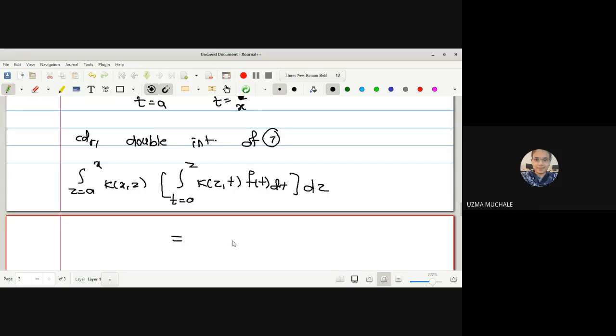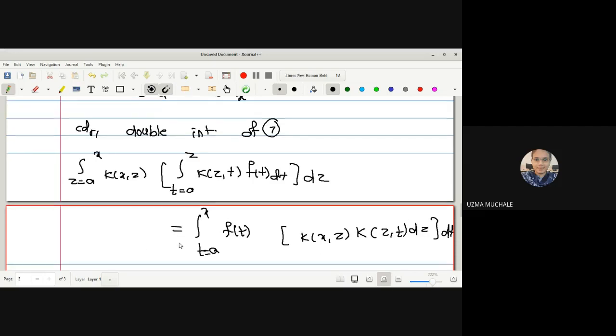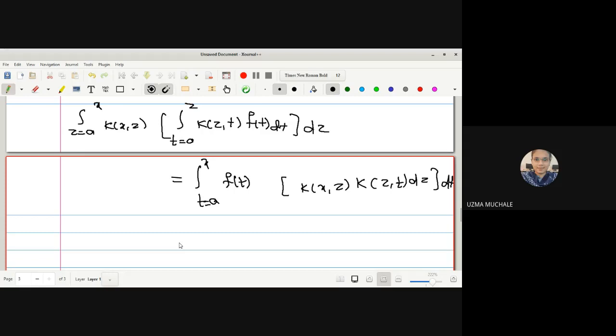Now the limits of integration have been changed since we have changed the order. t equal to a to x f of t k of xz k of zt dt. Now don't ask me why I like this, because you must know it from your BSc. We have already done this changing the order and all.